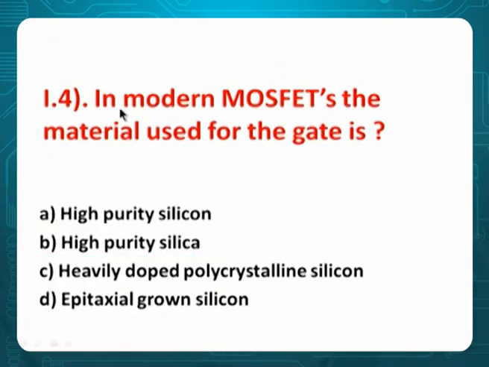Question number 4. In modern MOSFETs, what is the material used for the gate? The options are: A, high purity silicon; B, high purity silica; C, heavily doped polycrystalline silicon; D, epitaxial grown silicon.